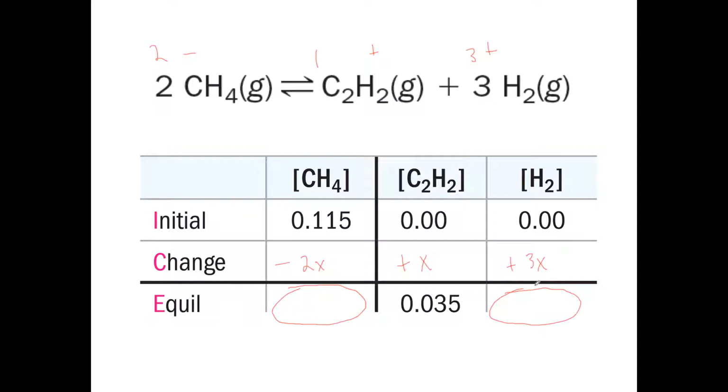Okay, so I didn't show you the answers in the last one, but I'm going to show you the answers in this one. I can see that 0 plus x is 0.035. So x must be 0.035, okay? X, 0.035. 2x, I can do this one in my head, 0.070. Okay?